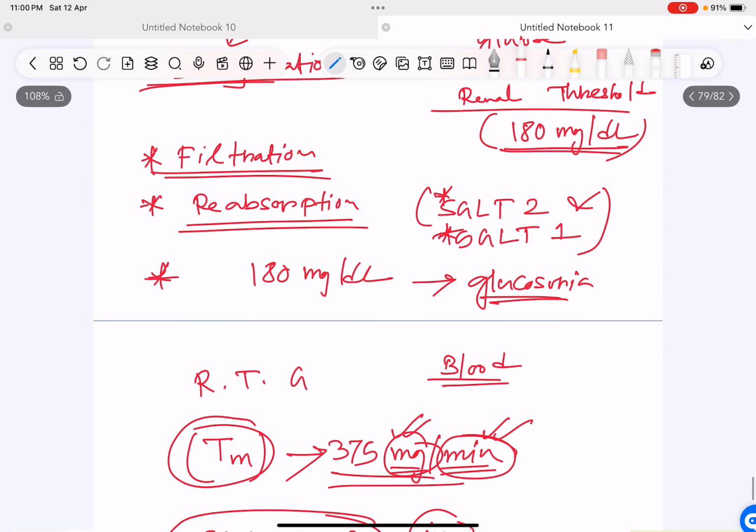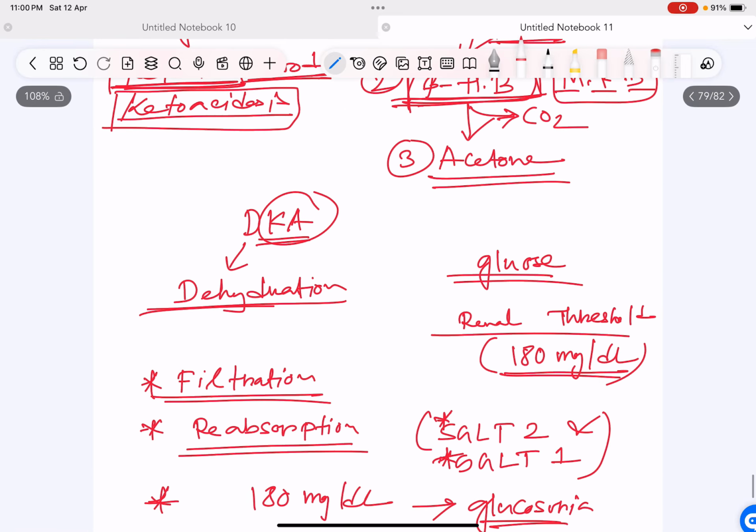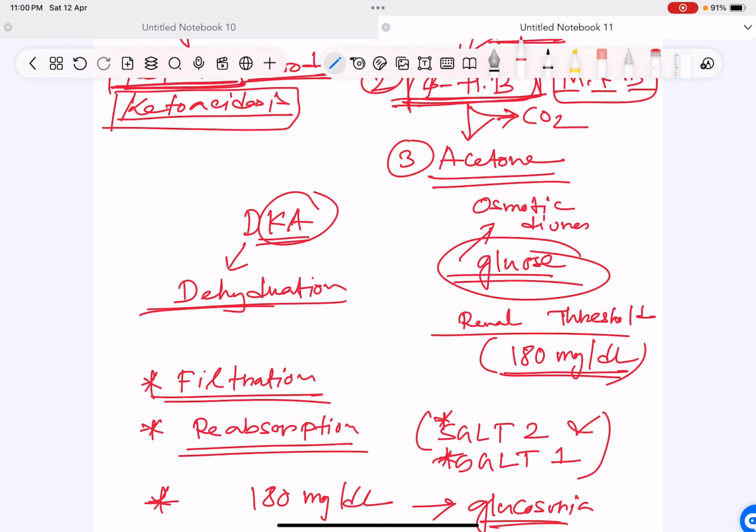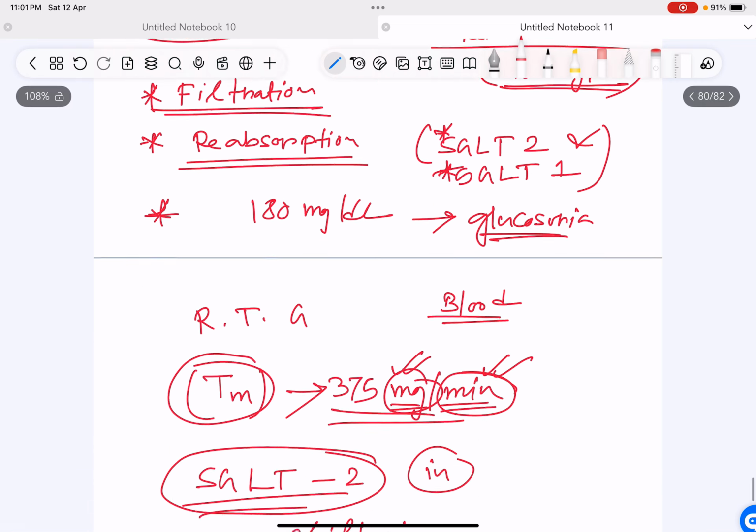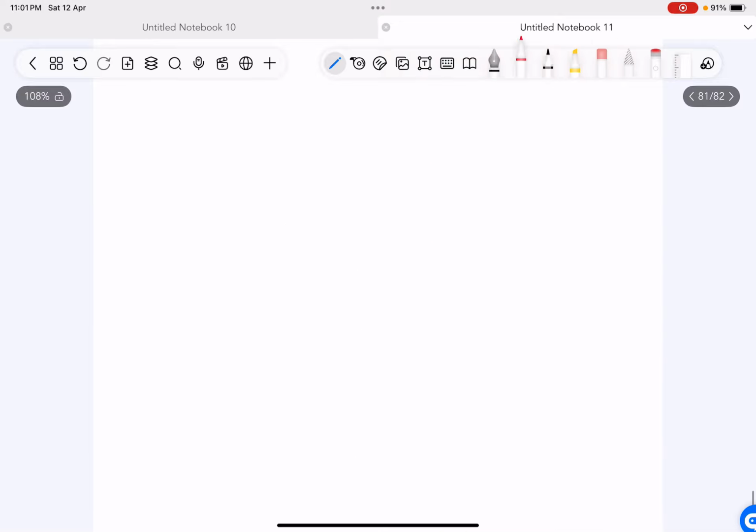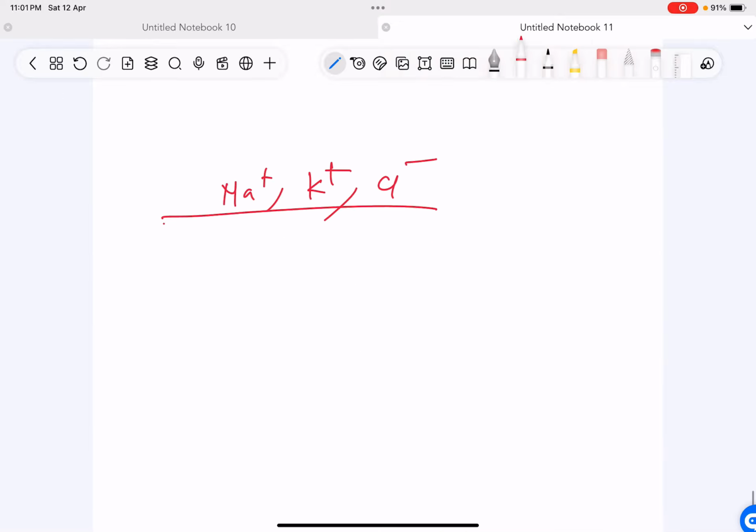Now let's come back. I was telling you that in DKA there is dehydration because of the loss of glucose. A lot of osmotic diuresis develops. This glucose will also drag water along with it, and you will develop osmotic diuresis. This will cause dehydration. You will lose sodium, potassium, and chloride, so you will lose electrolytes because of the diuretic effect.